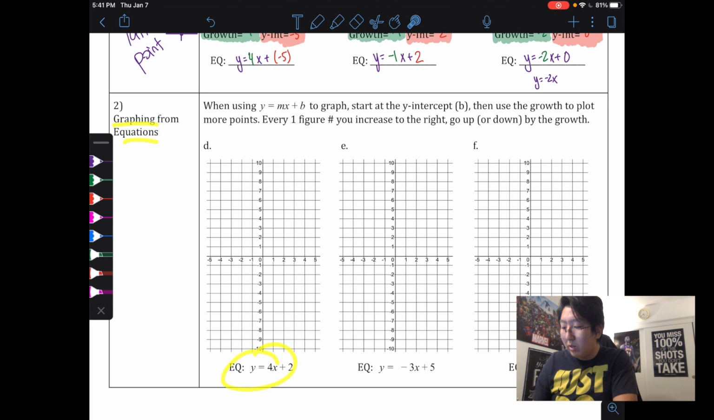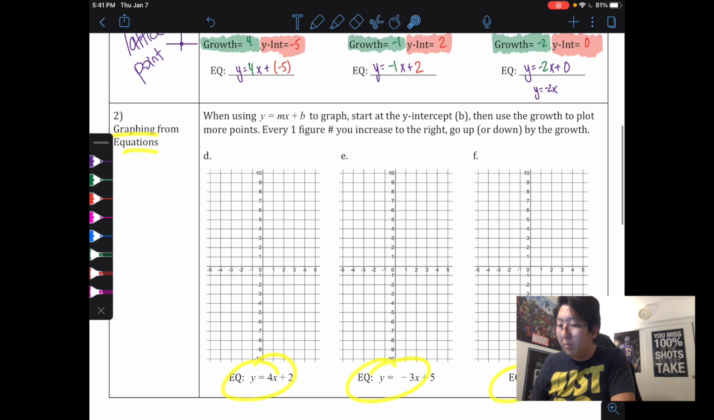Next one, graphing from an equation. So we have these equations down here, we're going to have to graph them. So when using y equals mx plus b to graph, start at the y-intercept, your b. And then use the growth to plot more points. Every one figure you increase to the right, you go up or down by the growth.